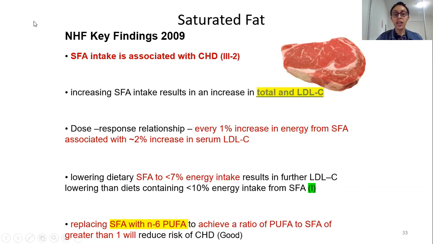All right. Whereas there is evidence showing that saturated fat intake could be associated with coronary heart disease. An increase in saturated fat brings an increase in total cholesterol and an increase in LDL cholesterol, so they are directly proportional to each other. And there is a dose dependent relationship, meaning every 1% energy intake from saturated fat brings a 2% increase in serum LDL cholesterol level. Very scary.